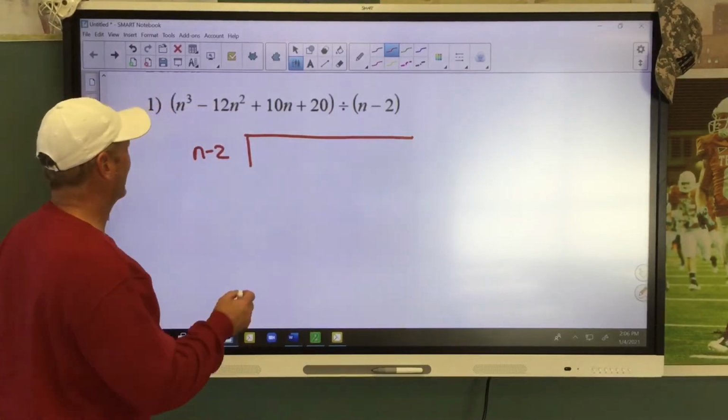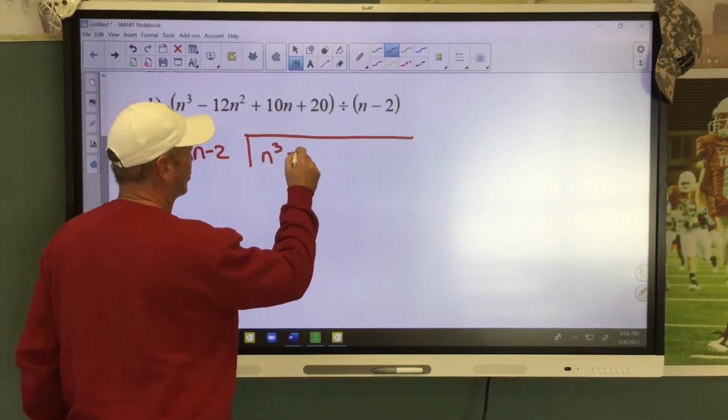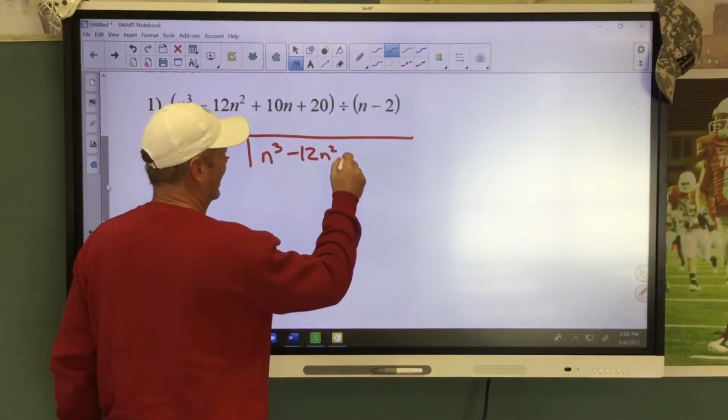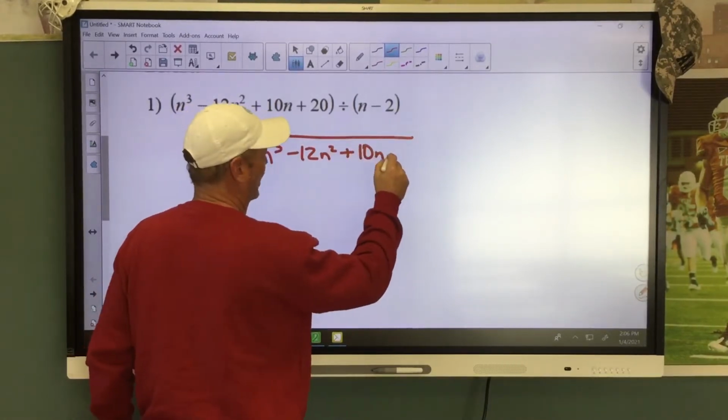But we're going to say n to the third minus 12n squared plus 10n plus 20.